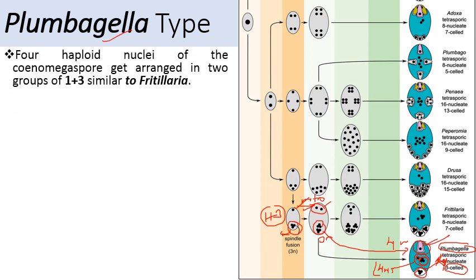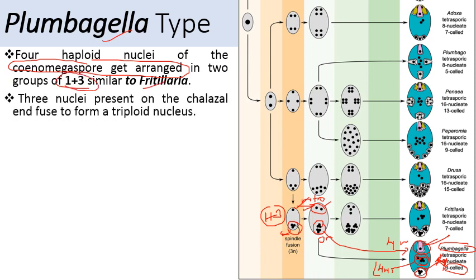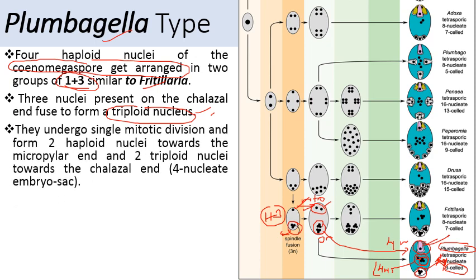Here 4 haploid nuclei of the megaspore get arranged in 2 groups, that is 1+3, similar to Fritillaria type. 3 nuclei are present on the chalazal end and fuse again to form a triploid nucleus that we have already studied in case of Fritillaria type of embryo sac. They undergo single mitotic division. इसमें repetitive 2 successive mitotic division नहीं होते हैं, single mitotic division होता है, and form 2 haploid nuclei towards the micropylar end. 2 haploid nuclei बनते हैं micropylar end में, और 2 triploid nuclei they are formed at the chalazal end. So this is a 4 nucleated embryo sac, and this is again a 4 nucleated 3 celled embryo sac.